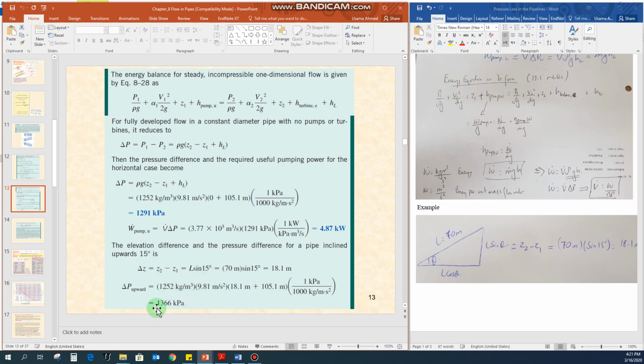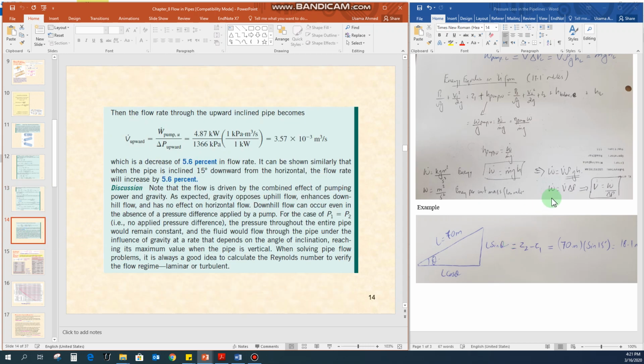So the delta P calculated for a pipeline inclined upward comes out to be 1366 kilopascal, which is higher than the delta P for the straight pipeline. Now we need to calculate the value for the volumetric flow rate. The equation to calculate the volumetric flow rate is the same equation that we used here.